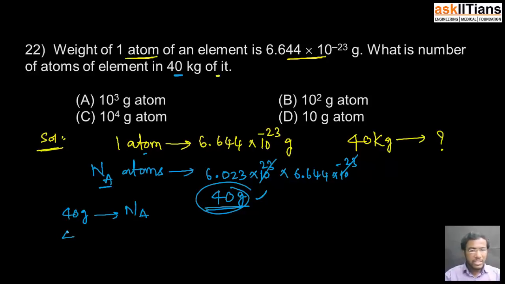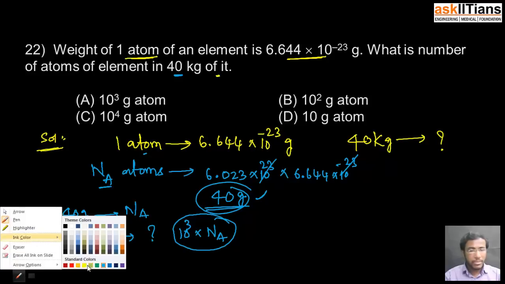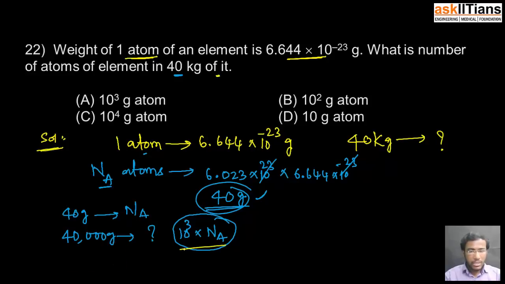So in 40 kg, that is 40,000 grams, how many atoms will be there? That is simply 10 cube into Na. 10 cube into Na. So these are the number of atoms in 40 kg of that element sample. That is 1000 into Avogadro number.